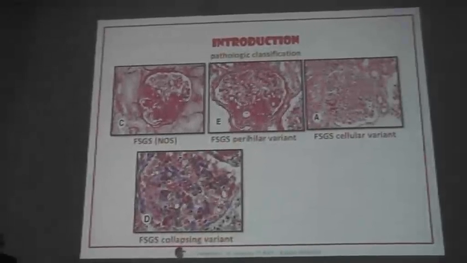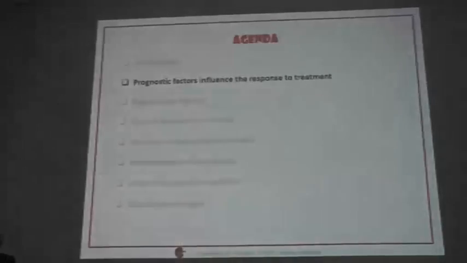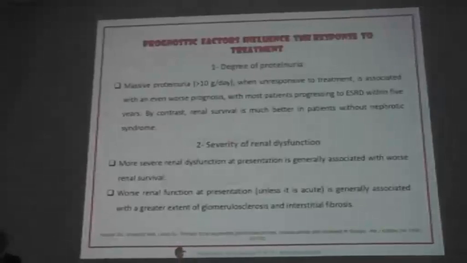And these are the different pathologic patterns. I'm just going to skip these points, as Dr. Sausan, I think, talked extensively about them. Just to remind you: the focal segmental not otherwise specified, the perihilar variant, the cellular variant, the collapsing variant, and the focal segmental tip lesion. And these are the prognostic variables that determine the fate of focal segmental glomerulosclerosis.